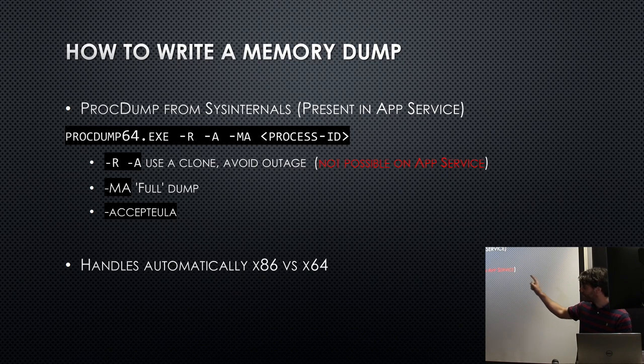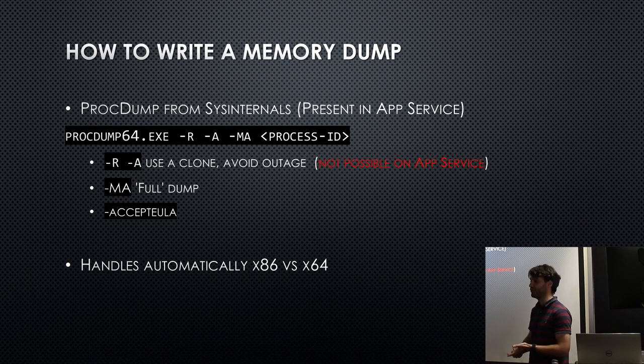So -ma, and this one is very important, that's how to take a full dump. That doesn't mean everything that's in memory. That's just a full dump of your process. And that will capture, obviously, if it's C#, the heap and the stack and all this kind of stuff, because if you don't have this, there's not much you can do, to be honest, when you analyze the memory dump.